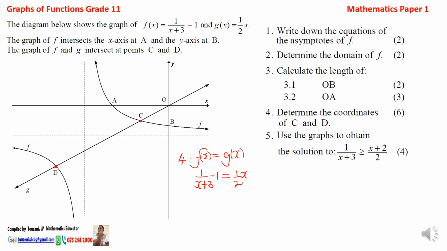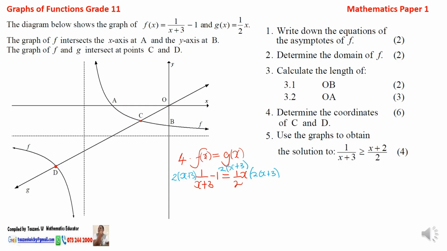I have fractions here. When you are working with an equation that has fractions, you can get rid of the fractions by multiplying the equation with a common denominator. So my denominators are 2 and x plus 3. So I'm going to multiply the entire equation with 2 and x plus 3. Why am I doing this? Because I want to get rid of the fractions which are in the equation.